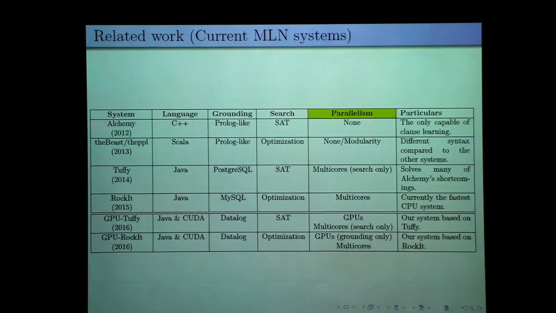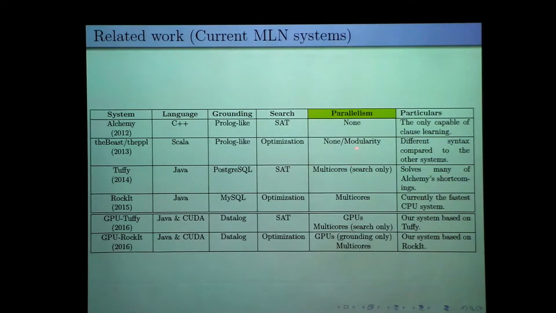Related to MLNs, the most important works are the systems that process them. So there are several systems. The first one was Alchemy. It was created by Pedro Domingos, the creator of MLNs, and it doesn't have any kind of parallelism. Then BIST followed with a different approach. Alchemy's search approach was based on SAT, while BIST is based on optimization.